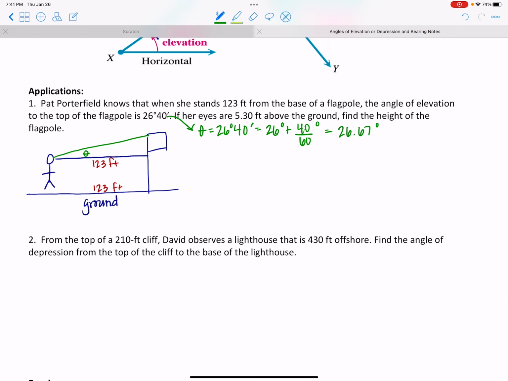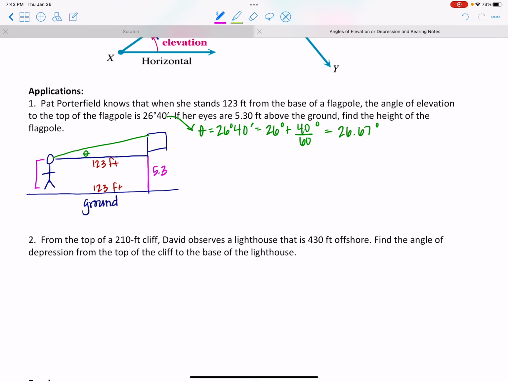26.67 degrees approximately. Okay, that's our angle in there. So if you want to try to squish it into your picture, go ahead. Let's see, what else do they tell us in this picture? It says her eyes are 5.3 feet above the ground. So her eyes to the ground, this distance right here, which I could also label here, is 5.3 feet.